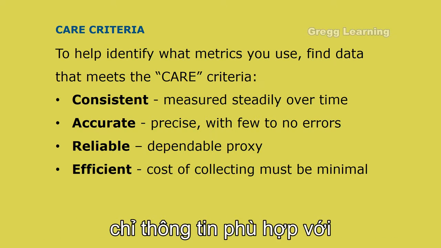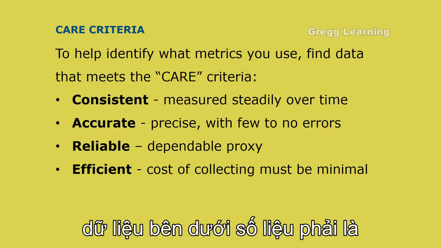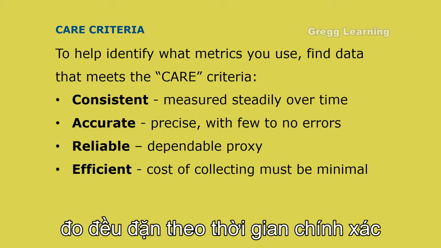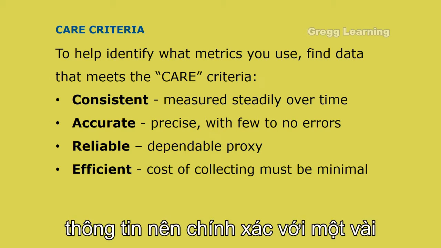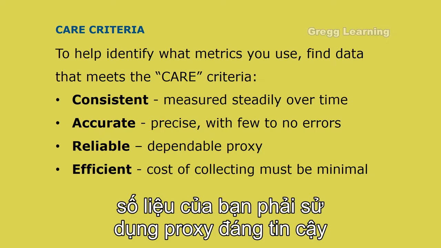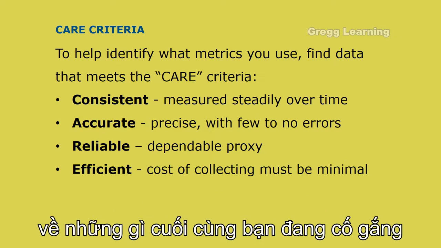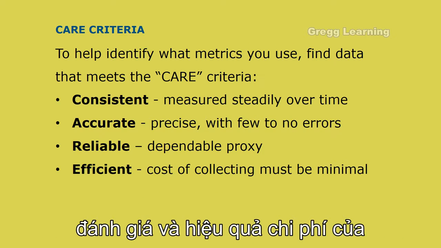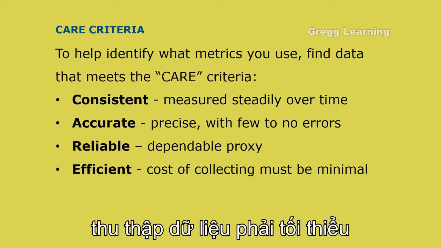Consistent: include only information that's consistent. The data underlying the metric must be measured steadily over time. Accurate: information should be precise with few to no errors in recording it. Reliable: your metrics must use a dependable proxy of what you're ultimately trying to assess. And efficient: the cost of collecting the data must be minimal.